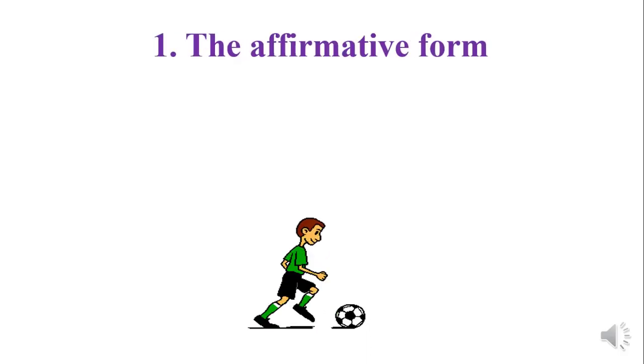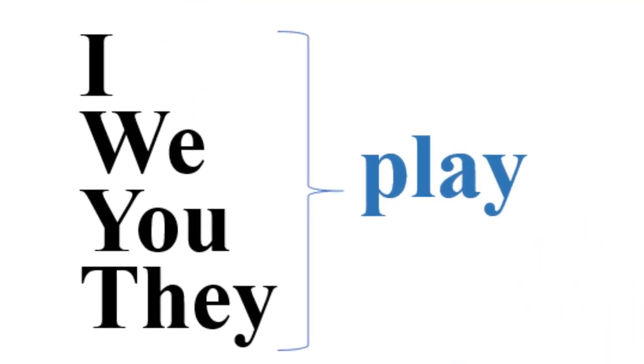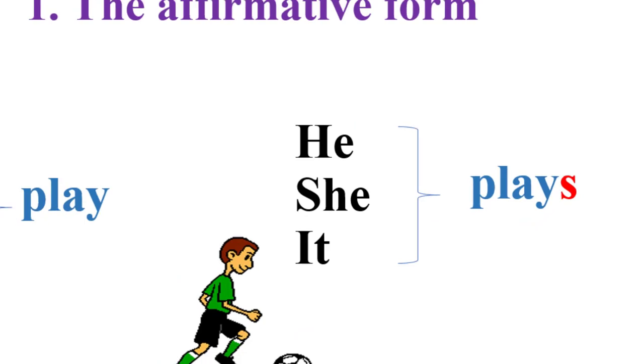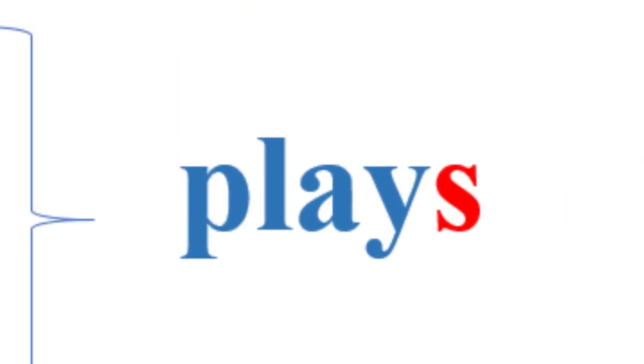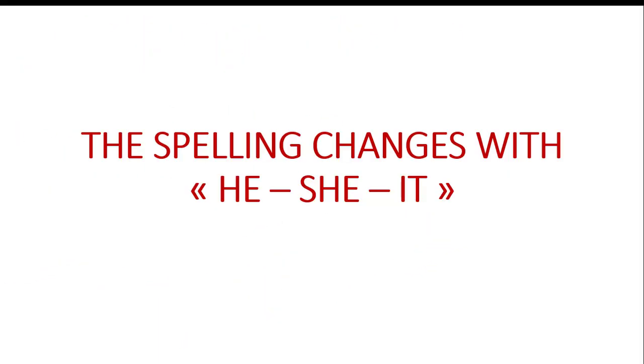Let's start with the affirmative form. I play, we play, you play, and they play. He plays, she plays, it plays. As you can see, with I, you, we, and they, there is no S, but with he, she, and it, we have an S. Spelling changes with he, she, and it.